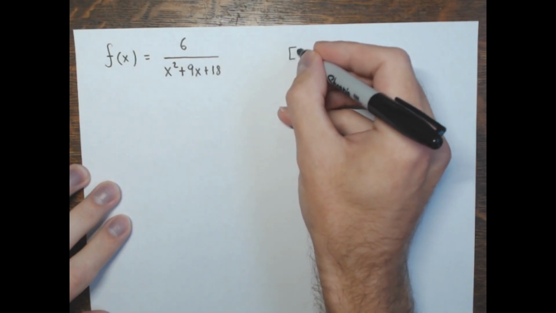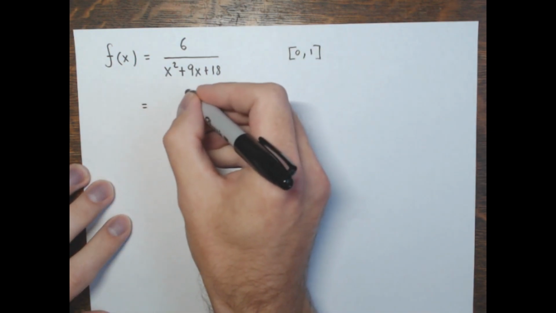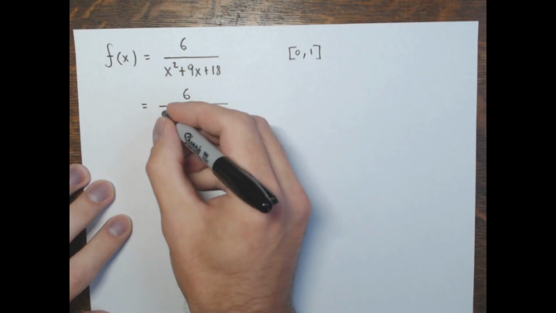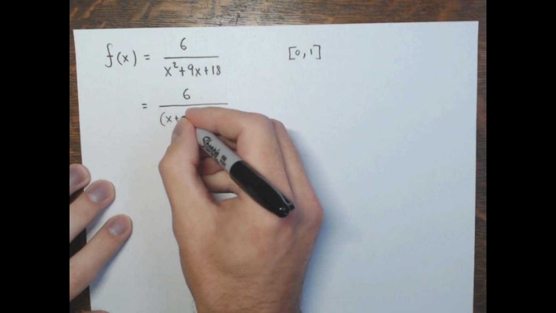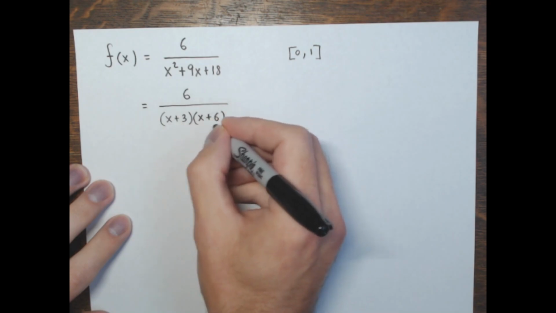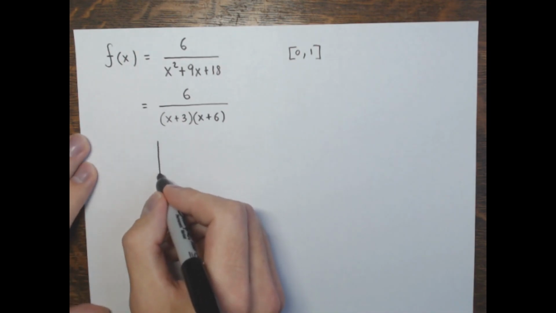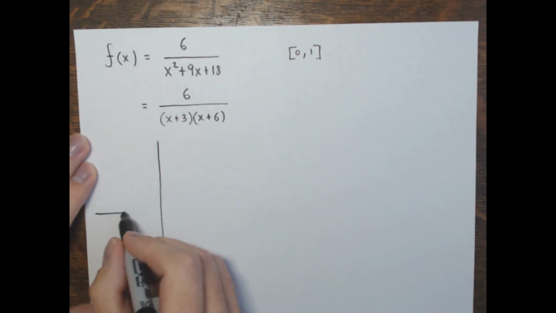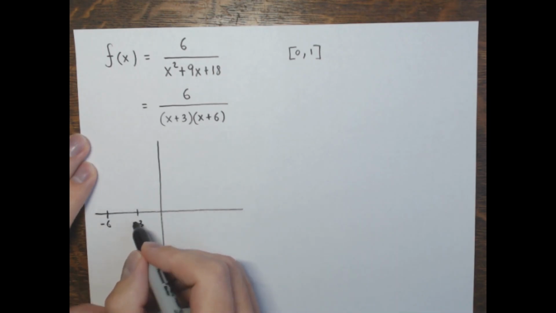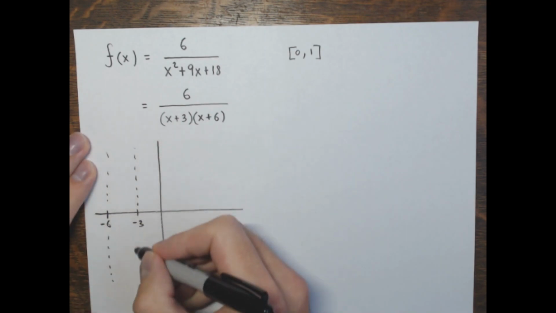And then we're on the interval just from 0 to 1. Now the graph of this: if I were to factor the denominator here, you could see where it's undefined. x squared plus 9x plus 18 is x plus 3 times x plus 6. That multiplies to be x squared plus 9x plus 18. So the graph of this has asymptotes at -6 and -3. You couldn't plug these values in for x.